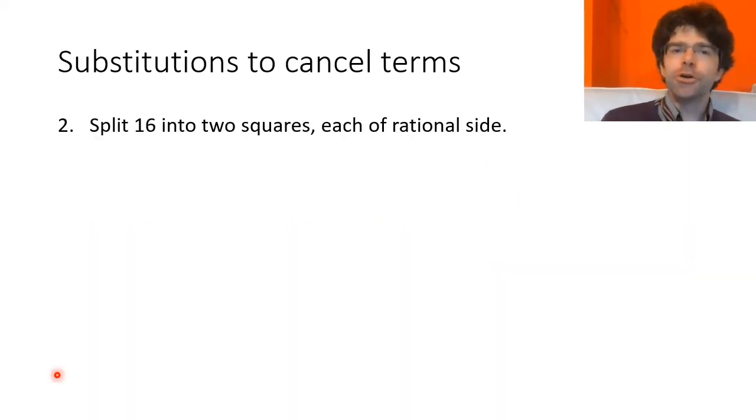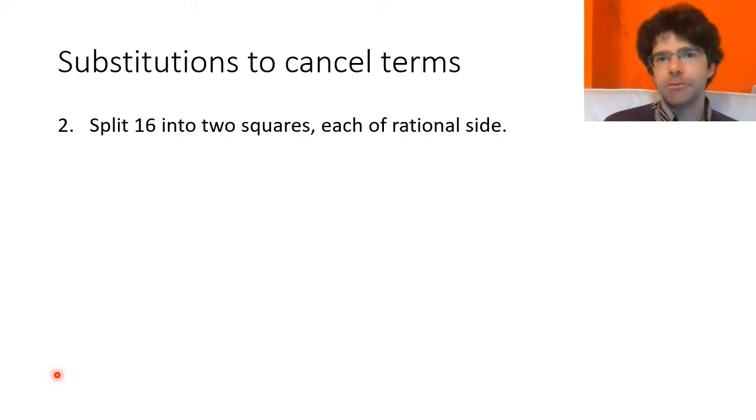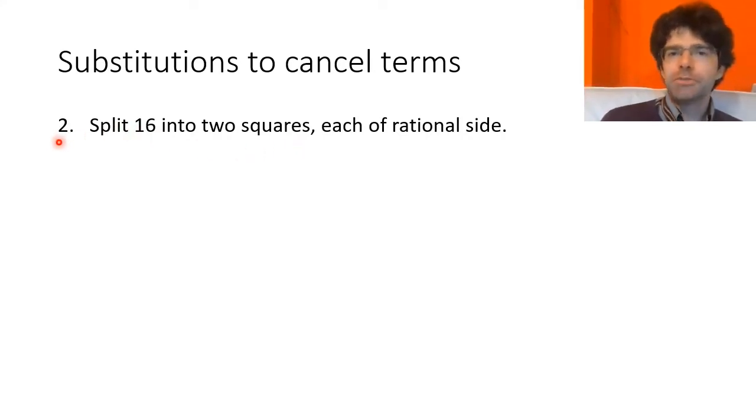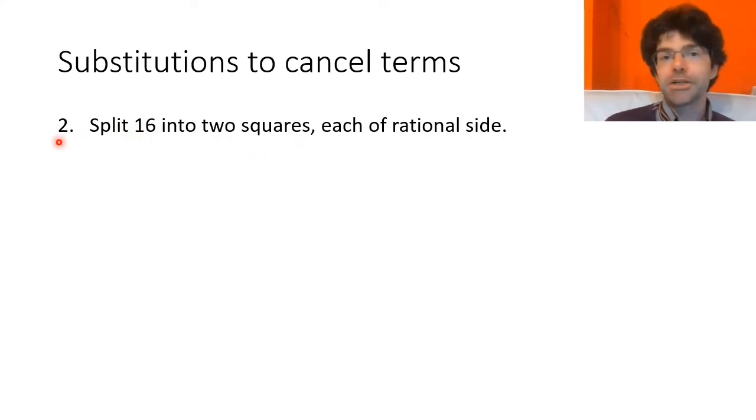Okay, let's move on to the second problem. Same line of reasoning, roughly. We're going to split 16 into two squares. Each of those squares would have a rational side, or square root, as we would say. Now, if we think about the kinds of substitution we've seen so far, they aren't actually satisfactory.